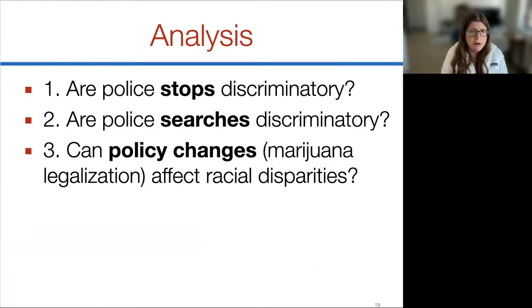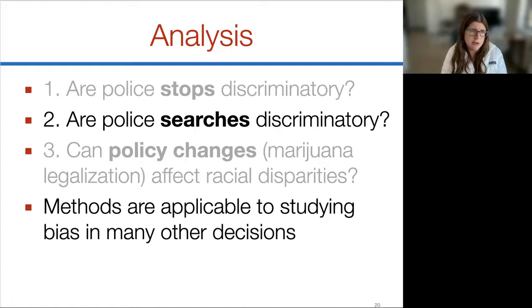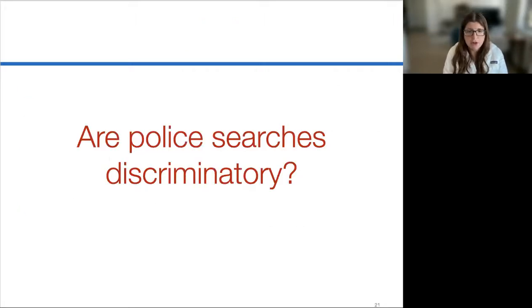Okay. So our analysis looks at 3 questions. We look at whether the police discriminate in whom they stop in the first place, whether they discriminate in whom they search after a stop, and then finally, how do policy changes, specifically the legalization of marijuana, affect these racial disparities? Today, I'll only tell you about the second question. You can find the other 2 in the paper. And I'll focus on this because the methods are applicable to studying bias in many other decisions, including, as I'll discuss, medical testing. So, are police searches discriminatory?